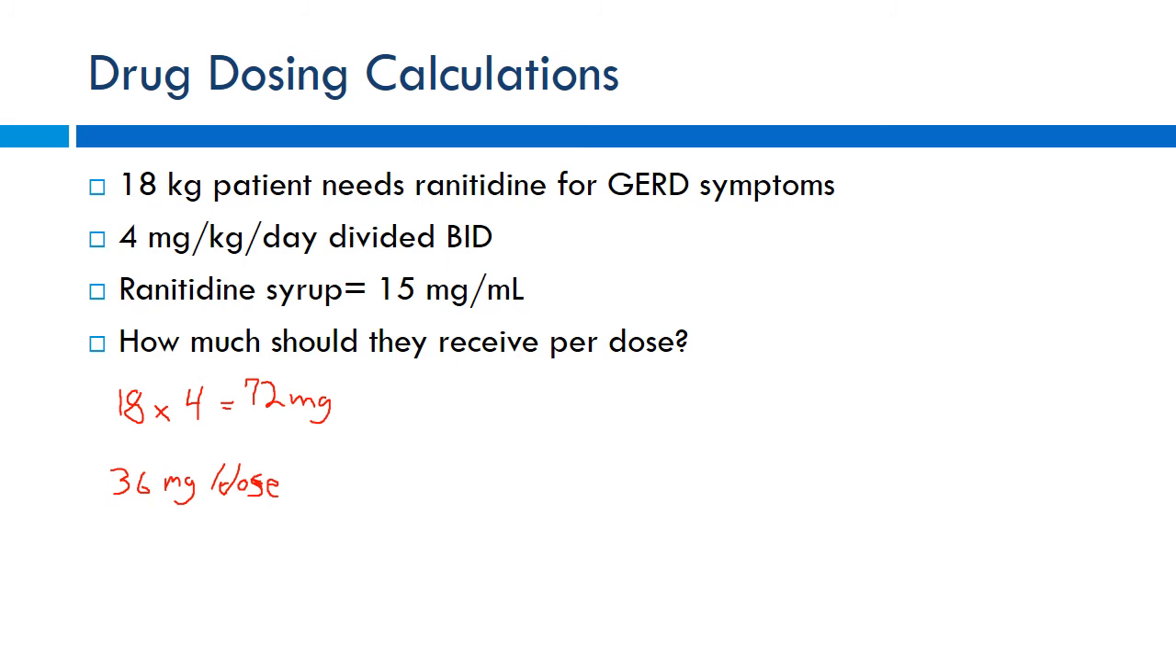So 36 milligrams per dose, and now we need to figure out how much volume we're going to give per dose based on the concentration. So you take 36 and divide that by 15 milligrams per mL. 36 divided by 15 should equal 2.4 mLs per dose that the patient is going to receive, right? So this would be the instruction, that way the mom or the dad knows how much to draw up to make sure they're dosing it appropriately.